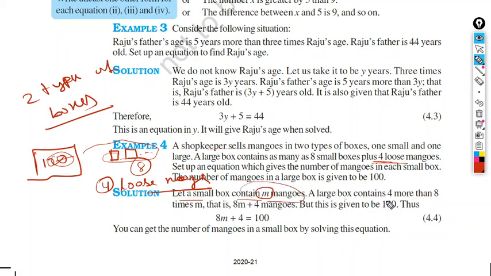A large box contains 4 more than 8 times m. It has been told in the question. So which will be equal to what? 4 more than 8 times m. So 8 into m plus 4. But it is given that the number of mangoes in the large box is 100. Therefore 8m plus 4 is equal to 100. So this is our equation.